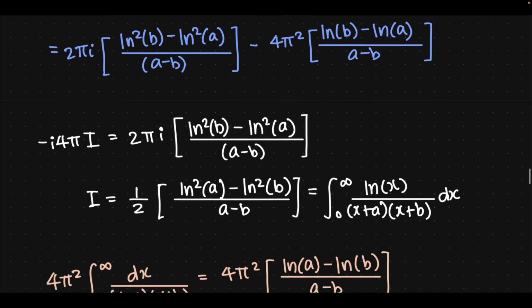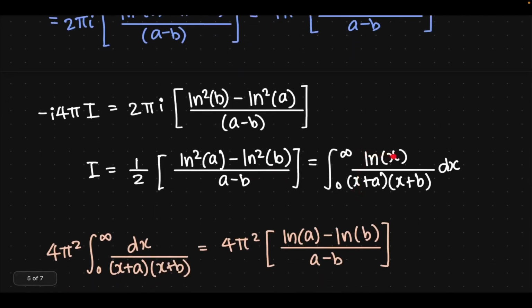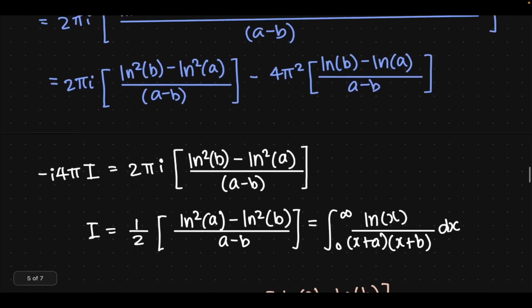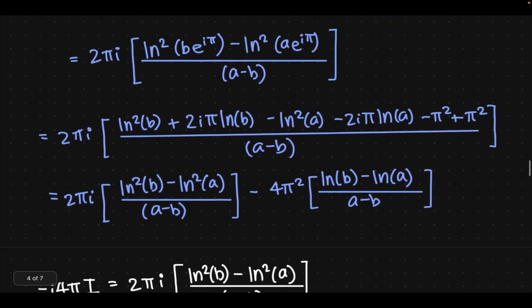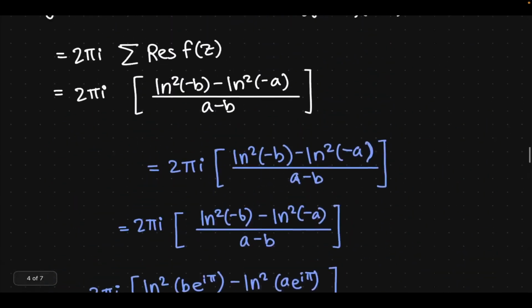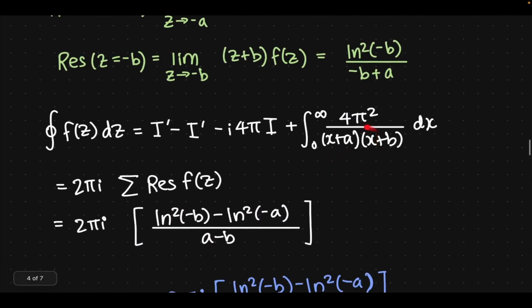Fair enough. And that we know is the integral from 0 to infinity of ln x over (x plus a)(x plus b) dx. Now, you could say we're done here, but notice that if we group the real terms, the real term here is minus 4 pi squared (ln b minus ln a) over (a minus b), and the real term here in the blue equation is this mysterious integral that just exists here. So the integral from 0 to infinity of 4 pi squared over (x plus a)(x plus b) dx.